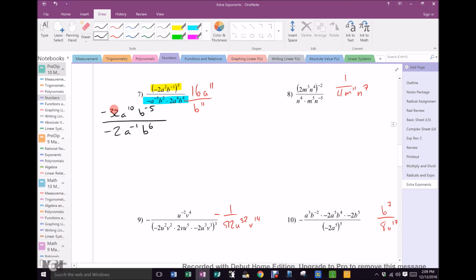Now, sort it out. Negative 32 divided by negative 2 is 16. 10 minus minus 1 is a to the 11th. Negative 5 minus 6 is b to the negative 11. What's not allowed there? The b to the negative 11. Sorry, it all disappeared there, guys.